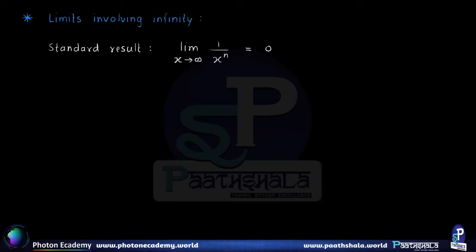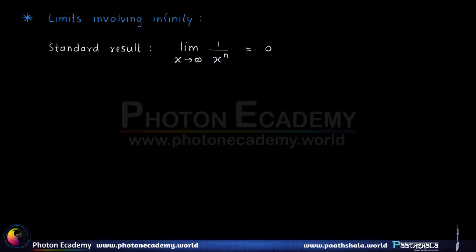Now let us see the limits involving infinity. That means there are certain questions in which the variable x tends to infinity. In other words, that is growing without any bound. It's not approaching any finite number, but it is just increasing and increasing.